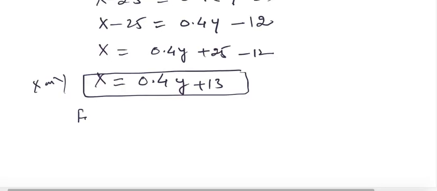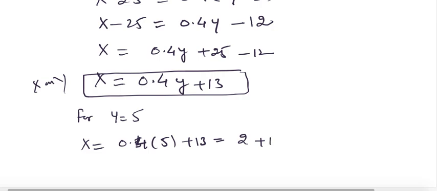So we saw the x on y line, yes, the same line. For y is equal to 5, we are going to find x. So when we put y is equal to 5, x is equal to 0.4 into 5 plus 13. So we know that 0.4 into 5 is 2, plus 13, so the answer is 15. So for y is equal to 5, x is equal to 15. So in this manner we can calculate this question.